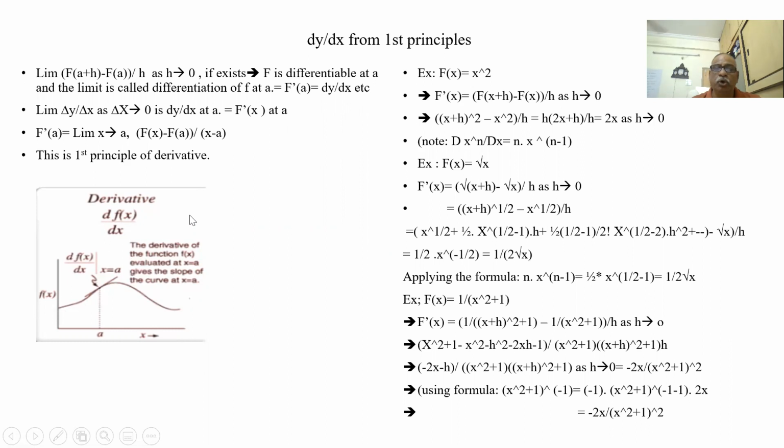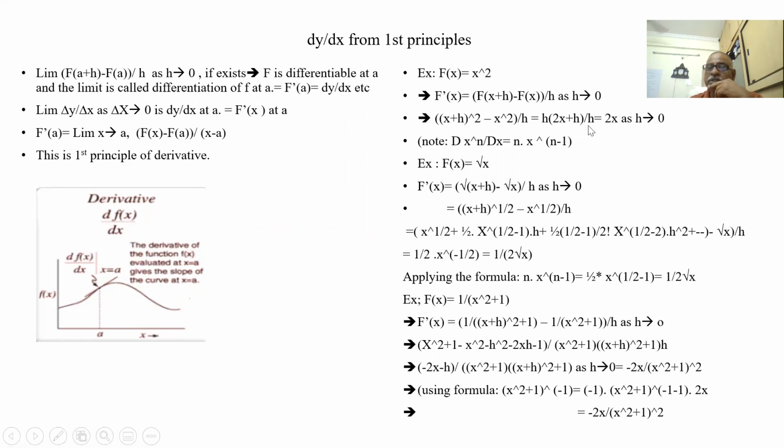So what is the slope of this curve with respect to x? So f dash x is defined as f of x plus h minus f of x by h, as h tends to 0. So f of x plus h means x plus h whole square, minus x square, by h. So when I expand this and remove x square, what am I getting?